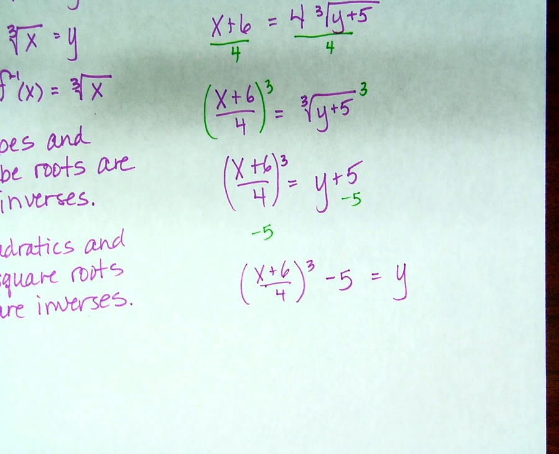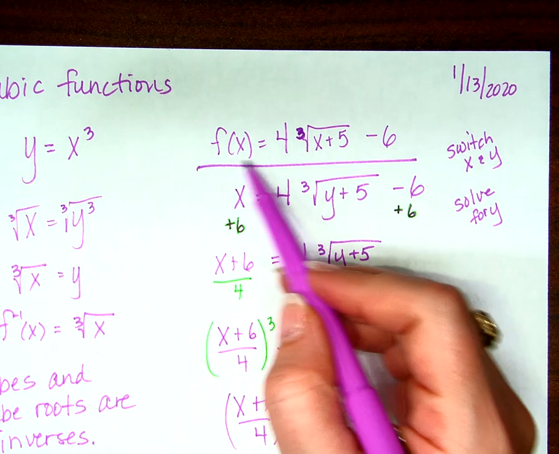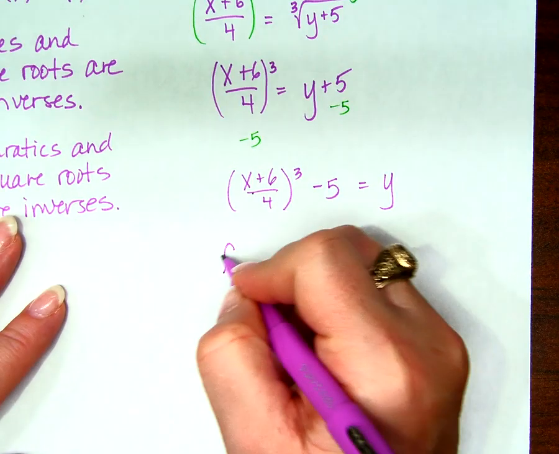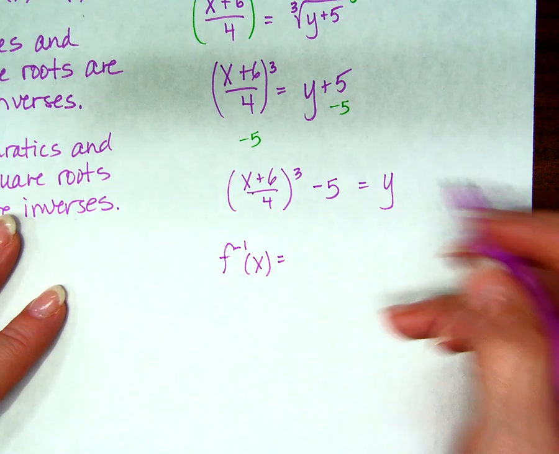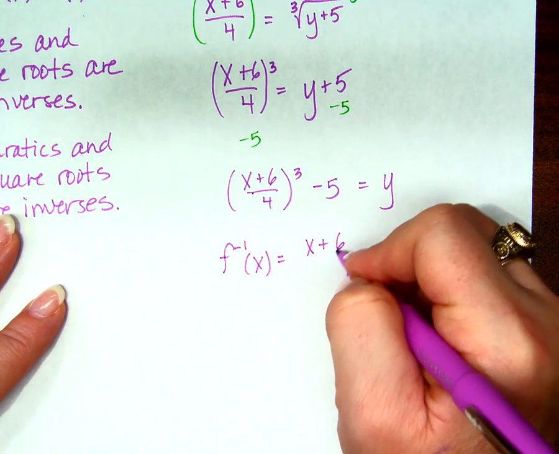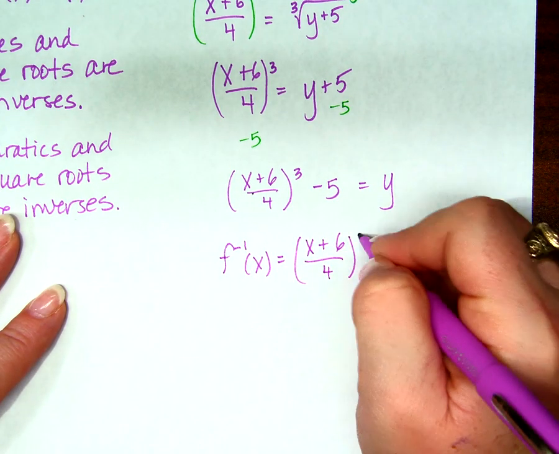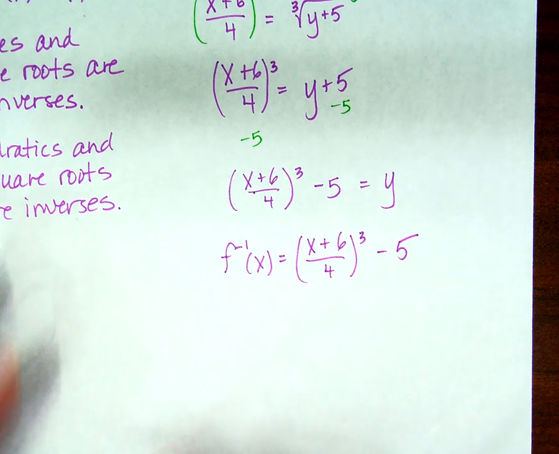Is that it? If I start in function notation, I need to end in function notation. So this is an inverse. I need to make sure I'm writing it in the correct notation: ((x + 6)/4) cubed minus 5. Yeah, that's a really difficult one.